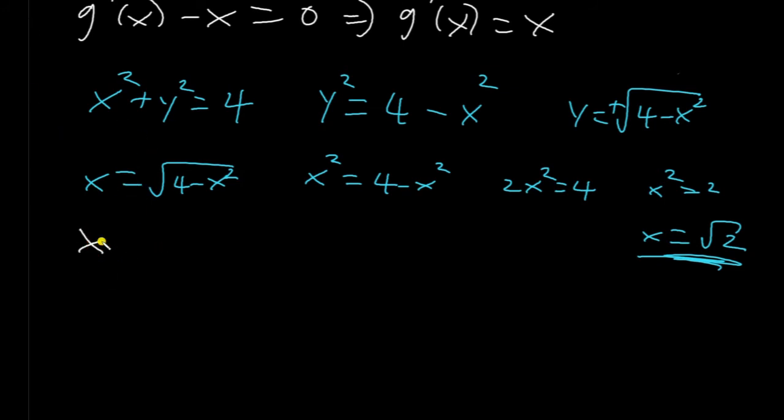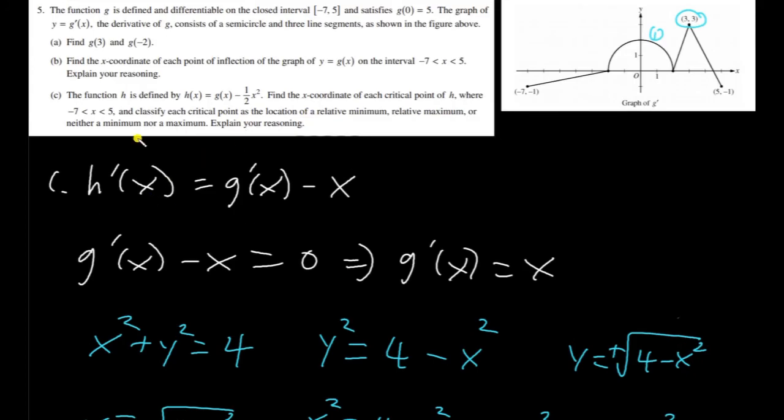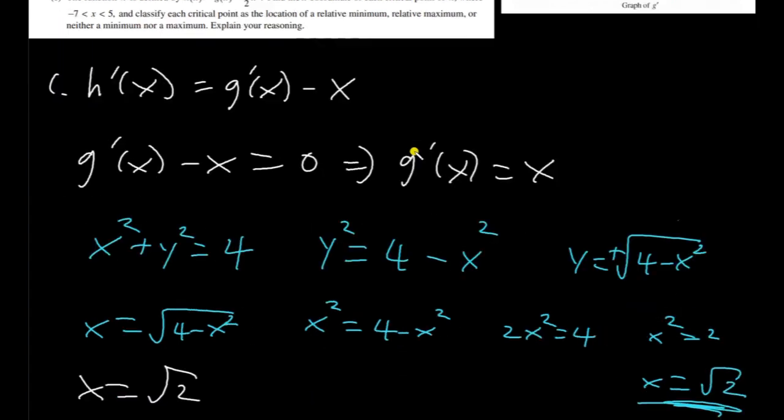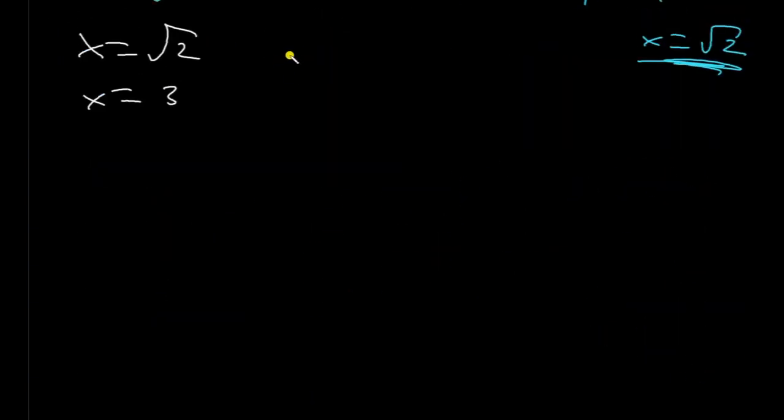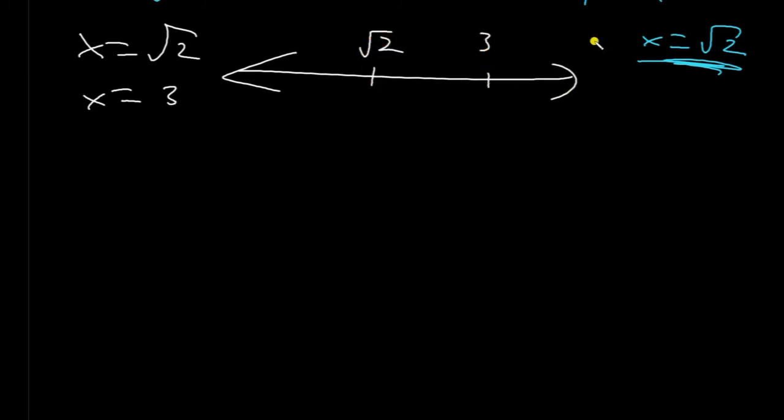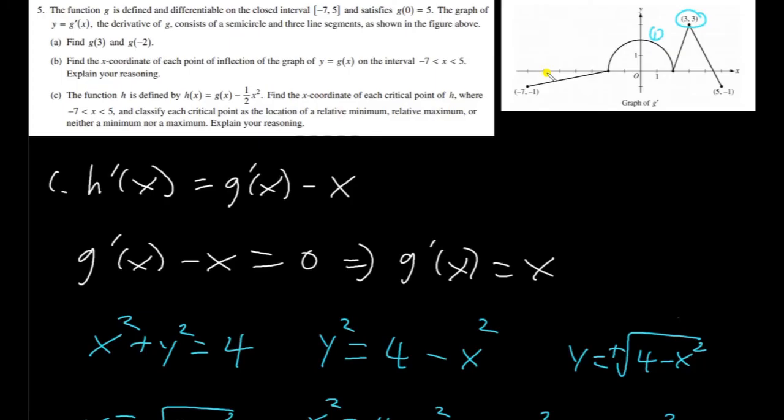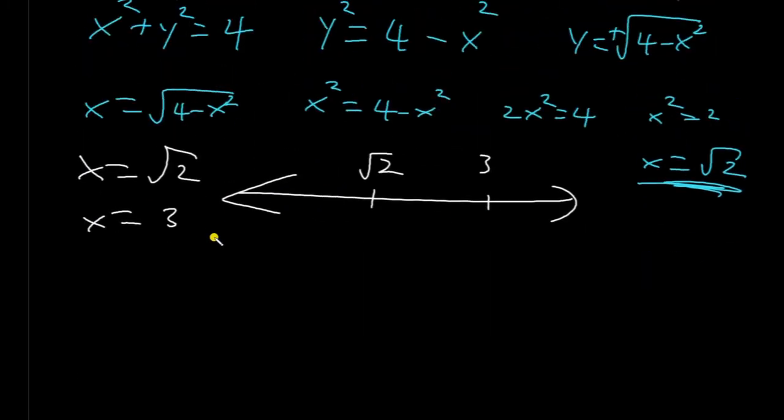Okay, x equals square root of 2, and x equals 3. These are the 2 points. And now we need to figure out, is it a relative minimum, relative maximum, or neither? Okay, so the way I'm going to do this is via a number line. I'm going to take square root of 2 and 3, and this is for h prime of x, right? That's the equation of h prime of x.